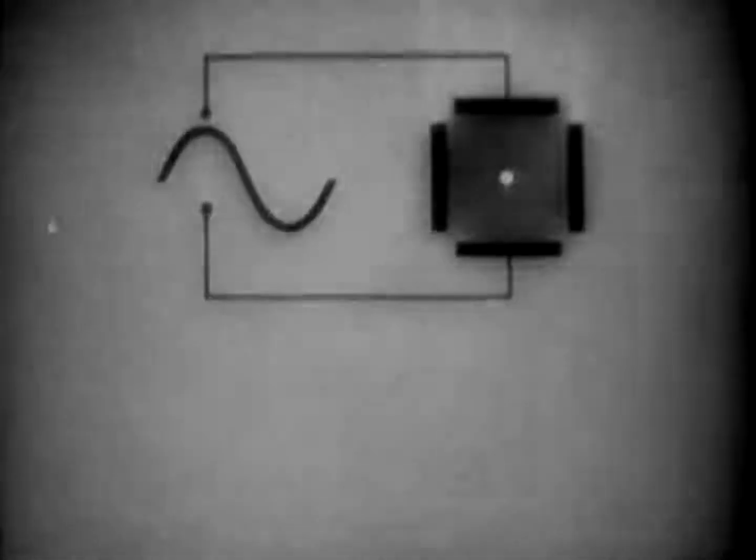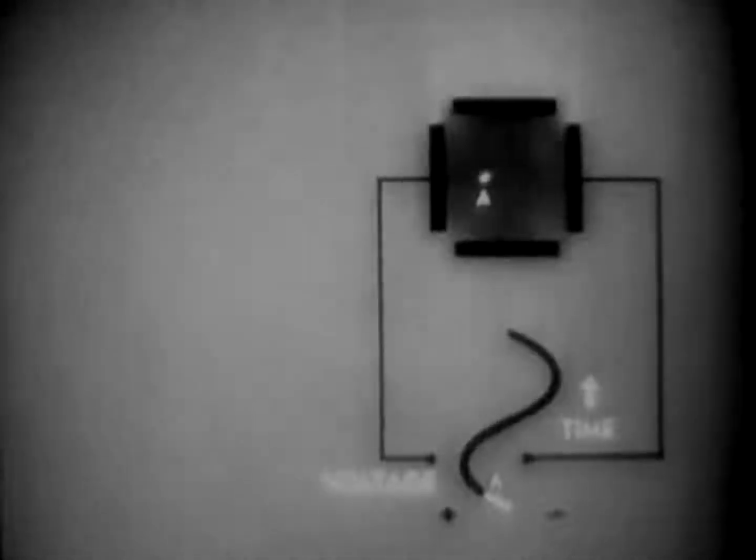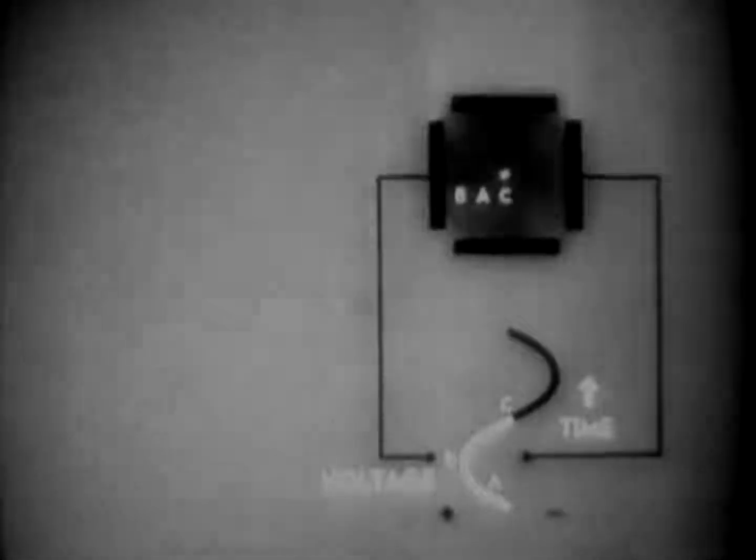Now let's look at the deflecting plates that move the beam horizontally. The same thing goes here. When the voltage reaches A, the beam moves horizontally to A. Every change in voltage produces a corresponding horizontal deflection of the beam toward or away from center.